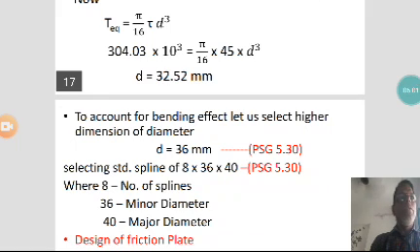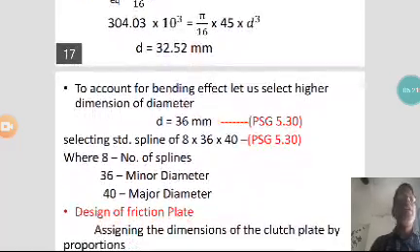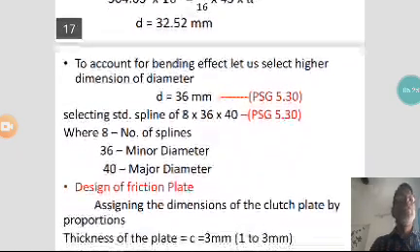Definitely the bending moment will occur, but we don't know the weight of the part which is mounted on the shaft, so we are not able to calculate the bending moment exactly. Therefore, once you calculate the diameter, modify that diameter to a larger size so that you can consider the effect of the bending also. And that's why we have taken d equal to 36.